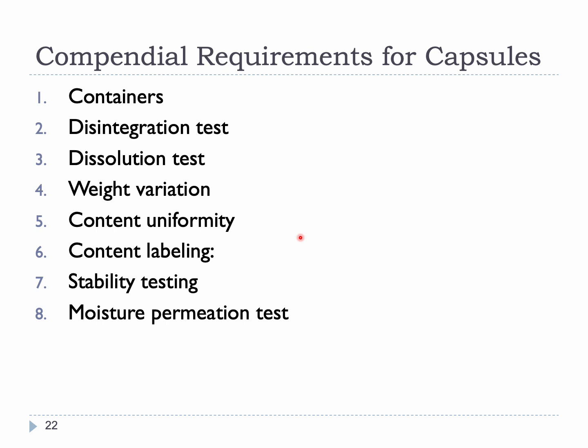These are the compendial requirements for capsules. After making capsules, the capsule products or preparations will be evaluated to ensure uniformity and stability. That's ultimately to ensure the quality of the capsules. In the compendial requirements for capsules, there are 8 requirements: container, disintegration test, dissolution test, weight variation, content uniformity, content labeling, stability testing, and moisture permeation test.